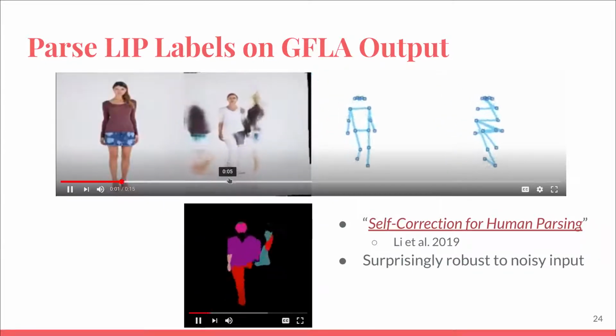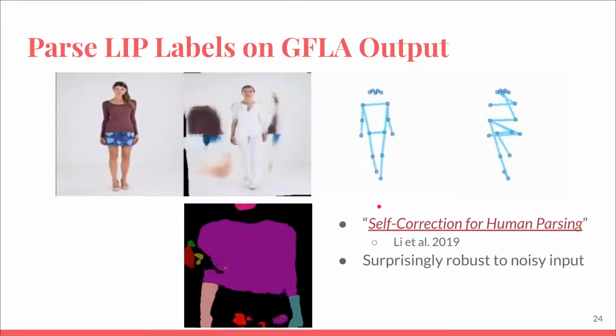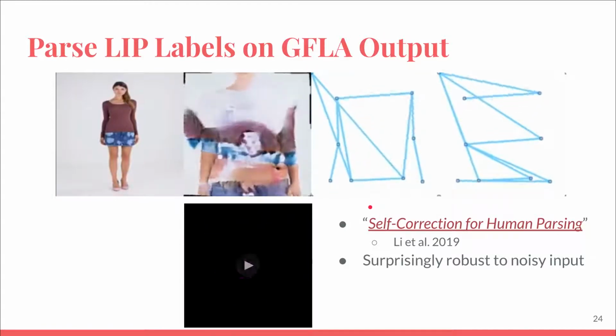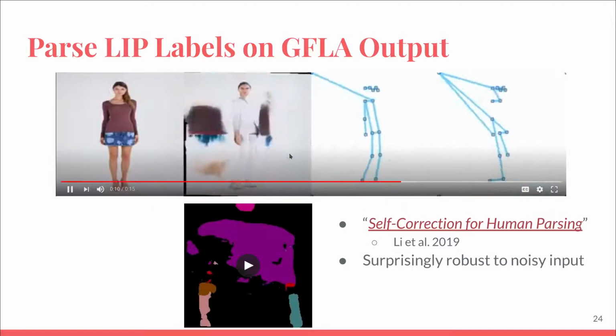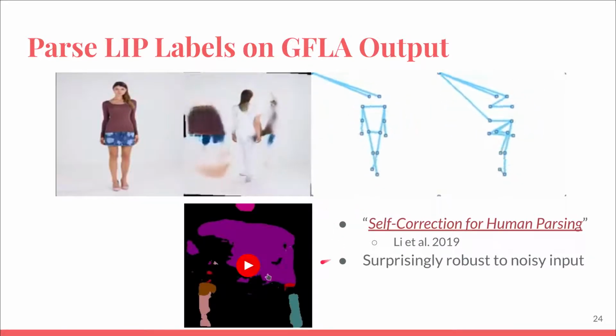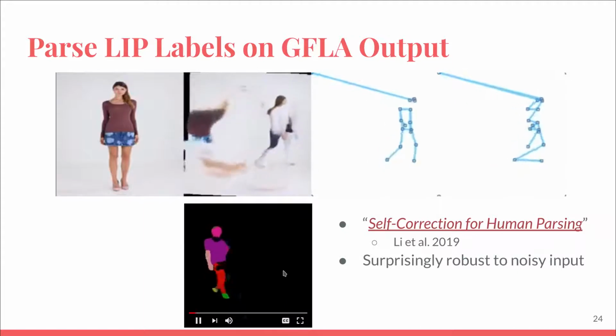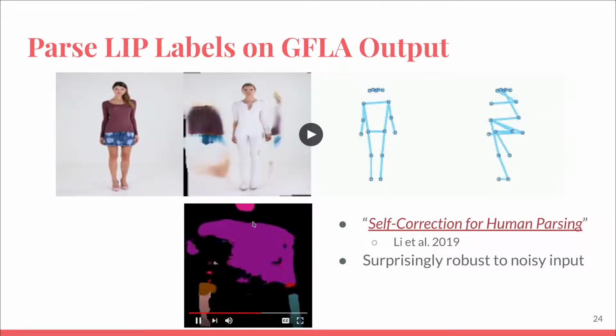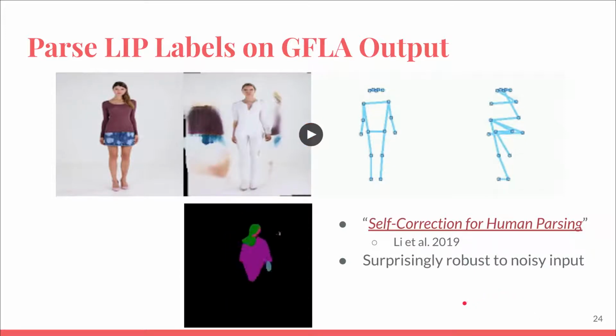So this is how those results look. At first, we were afraid that the LIP parser would not be able to parse anything at all because the global flow results were so noisy. However, it was surprisingly robust to these noisy inputs, as you can still see the shape of the user and the face, which is important for CPVTON.